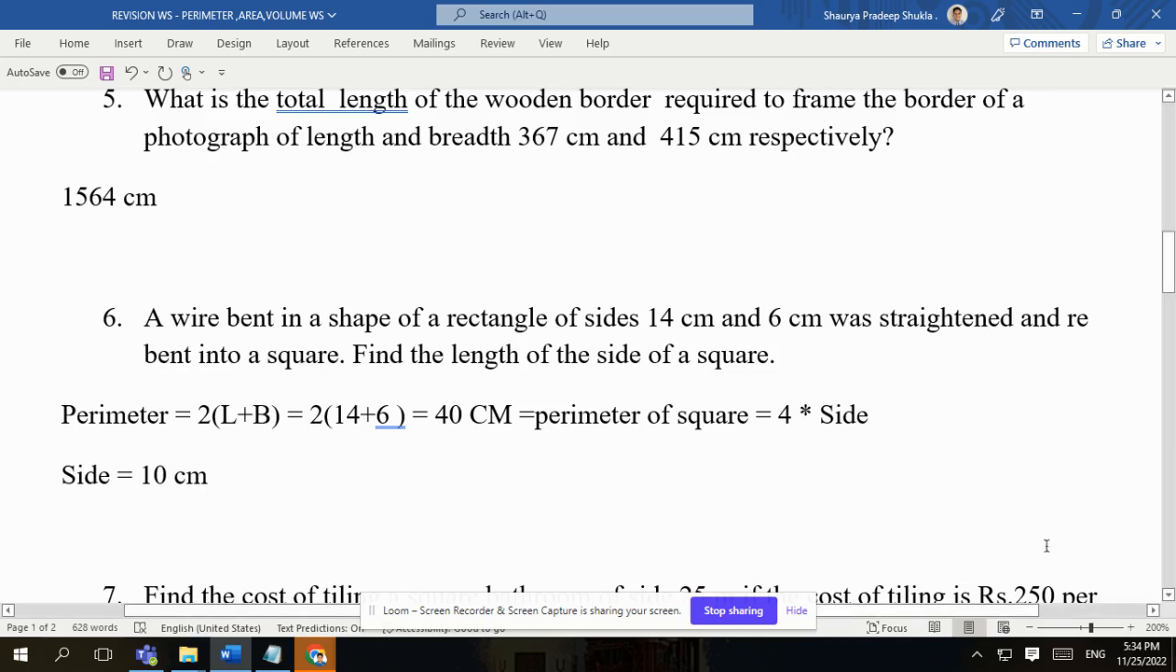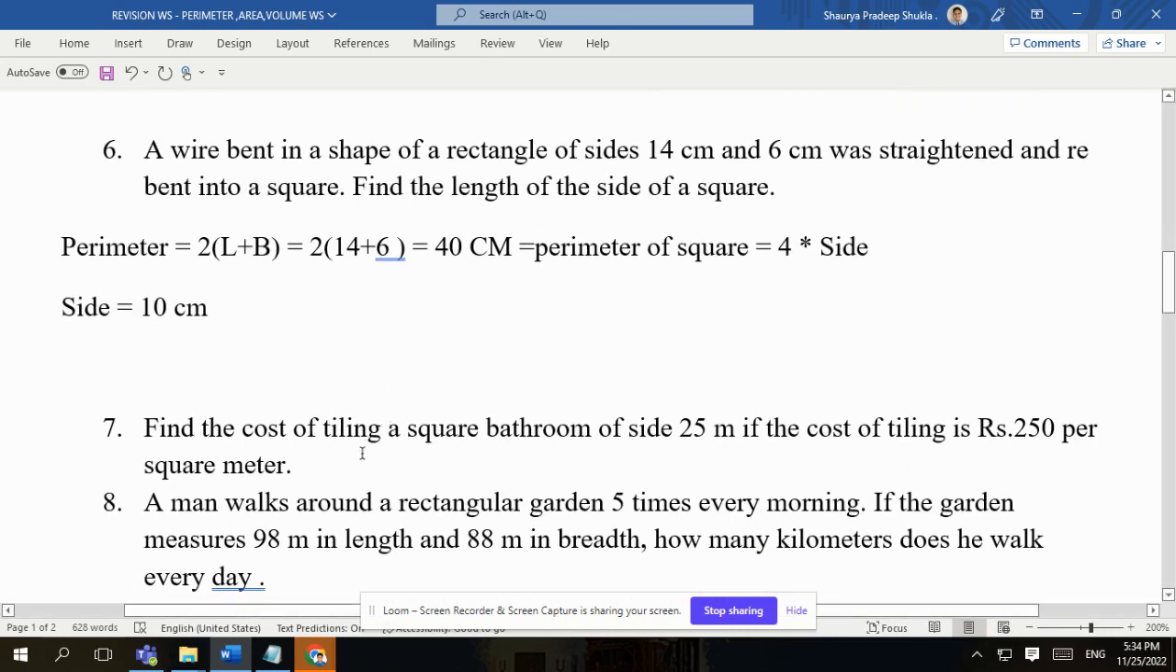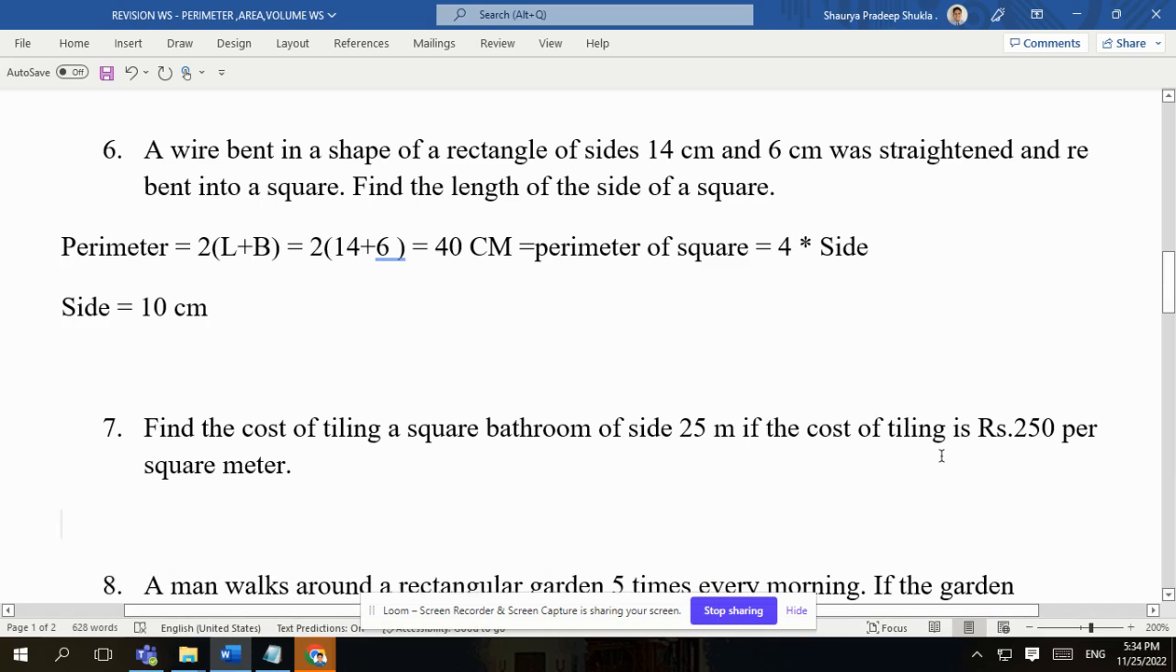Okay, let's proceed further. Find the cost of tiling a square bathroom of side 25 meter if the rate is 250. It's a square bathroom. They are finding how much it will cost you. So first you need to find the area. How to find the area here? The area formula is very simple. You just need to square that number.